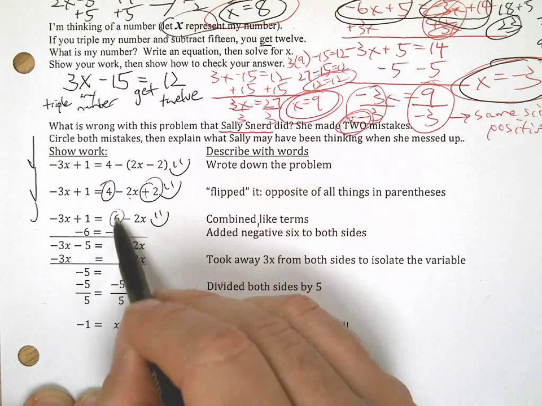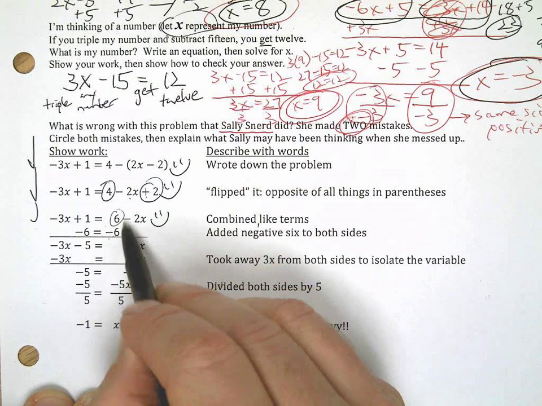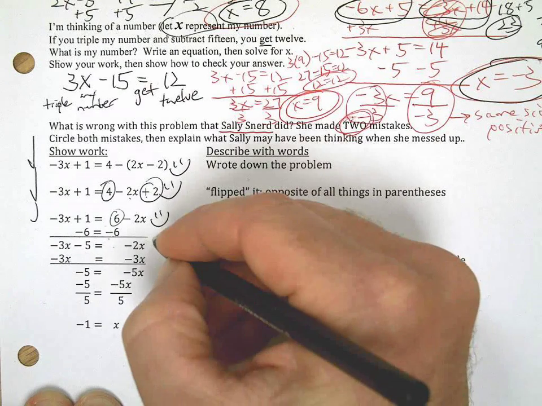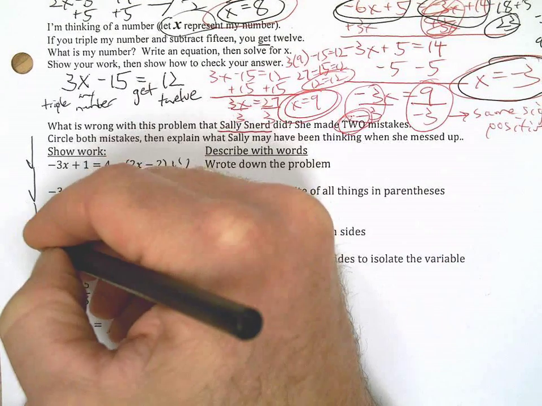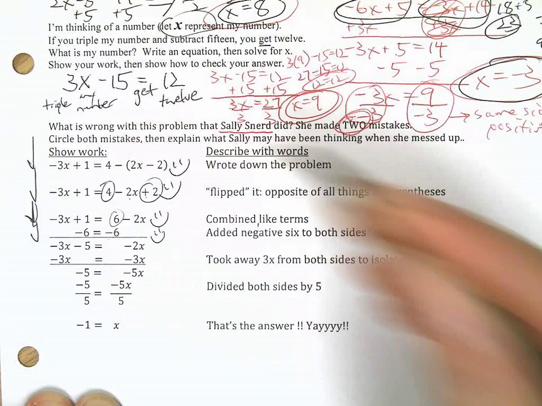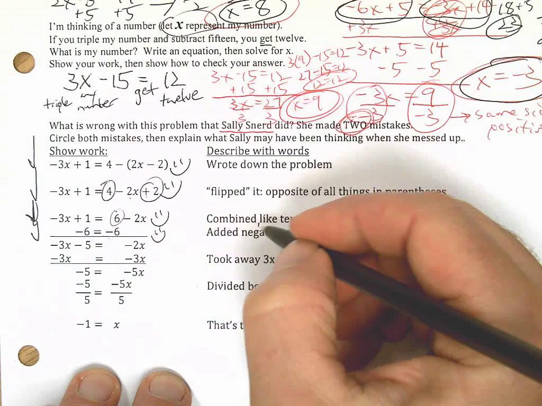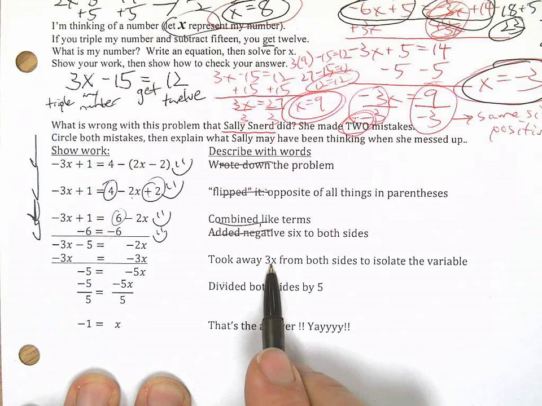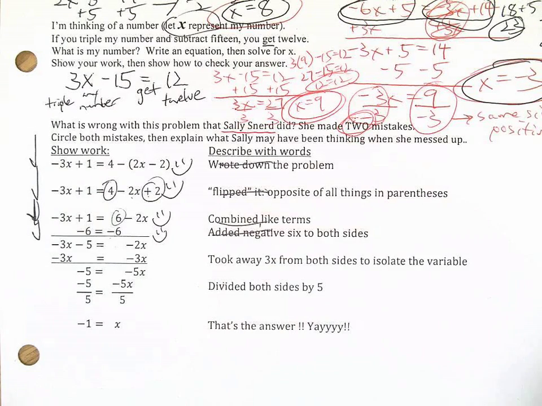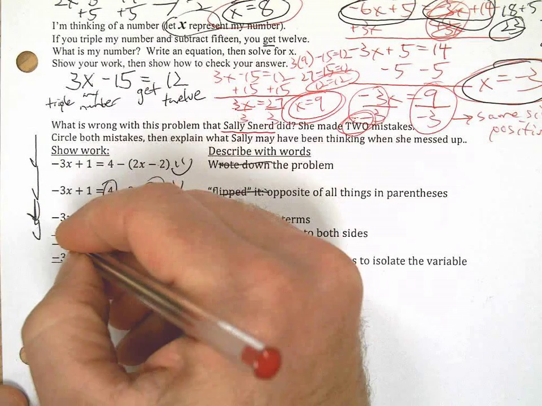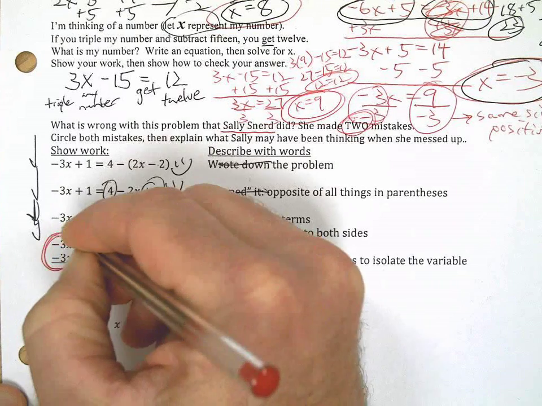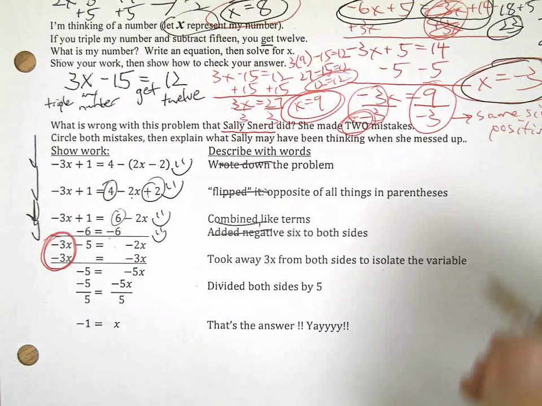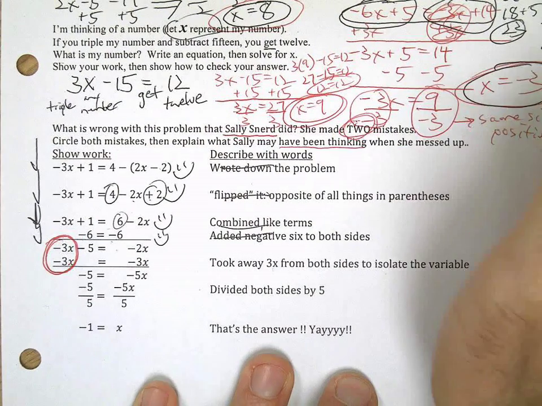Add -6 to both sides. Good. She's trying to make a 0 here, which did happen. And let's check her math. Good. Wow, this is easy. This kind of problem's easy. Okay, we're checking things off the list. Took away 3x from both sides to isolate the variable. Oh no. There's our first problem. Okay, that's a mistake.